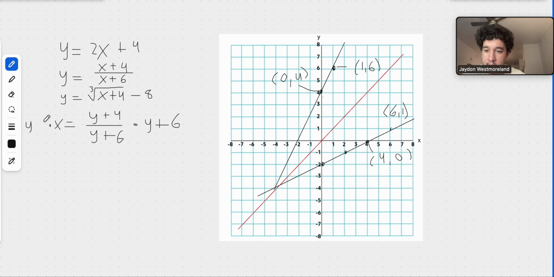Now I do that on both sides. Multiplying the denominator by itself, just like this, cancels it out. And then I'm going to distribute the x to both terms. So y times x is just yx plus 6 times x is 6x, sorry, is equal to y plus 4.